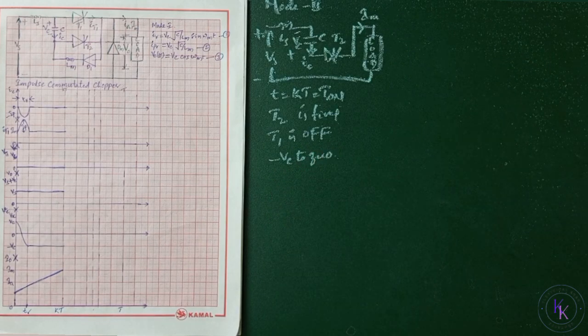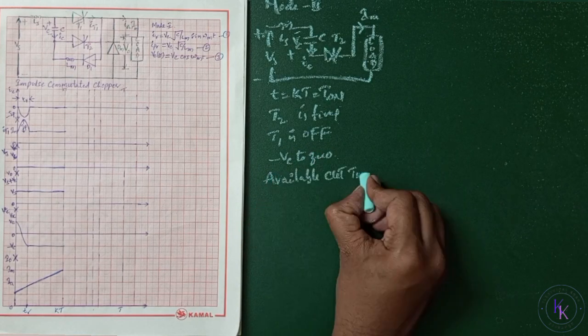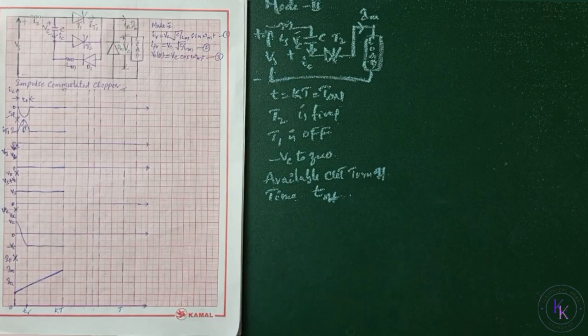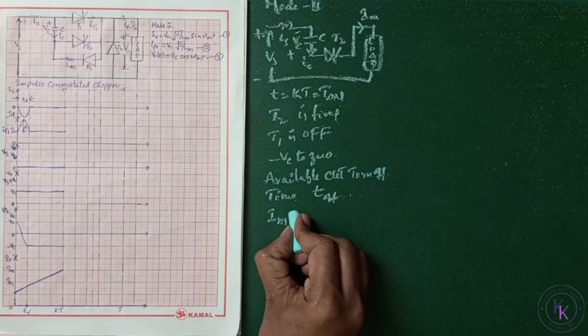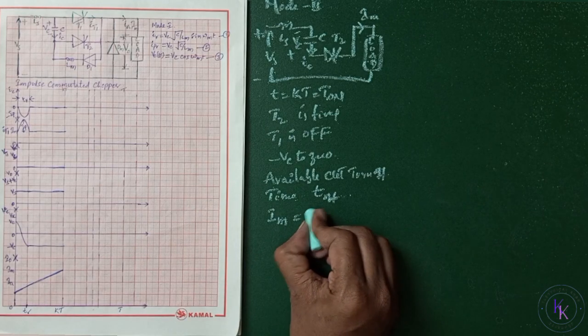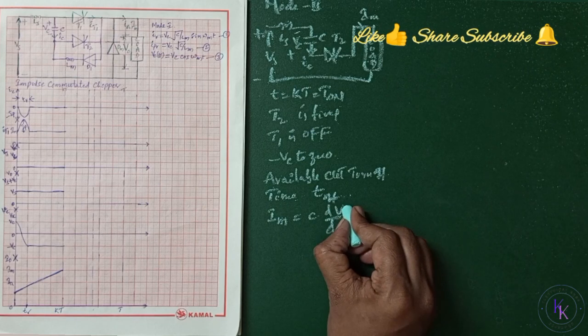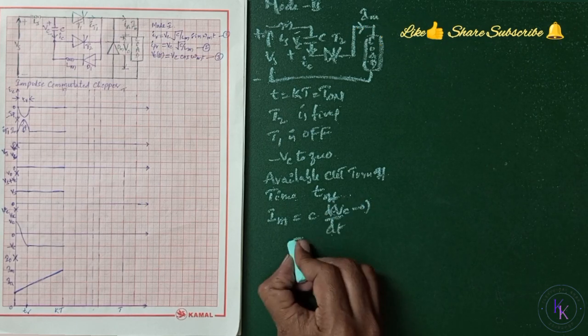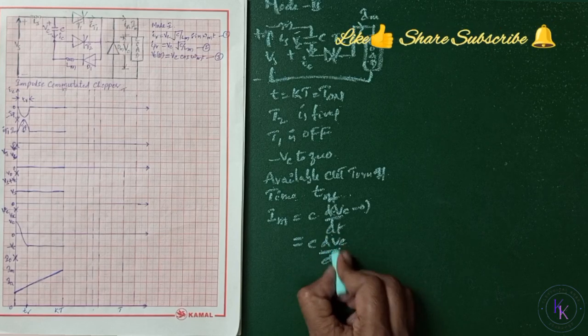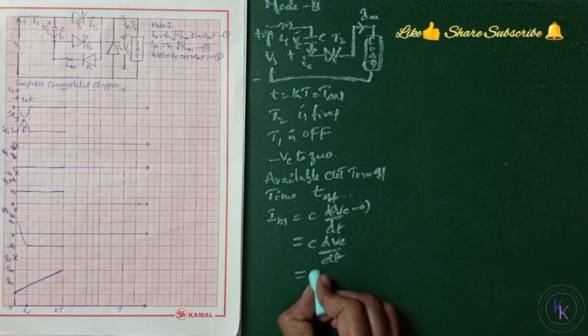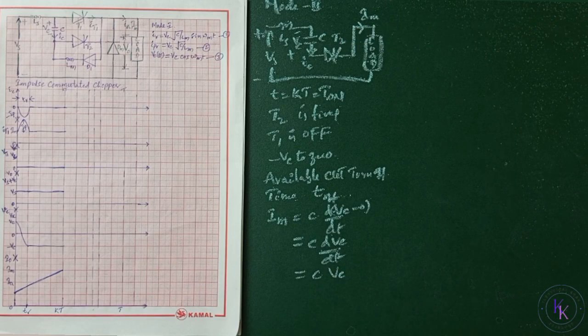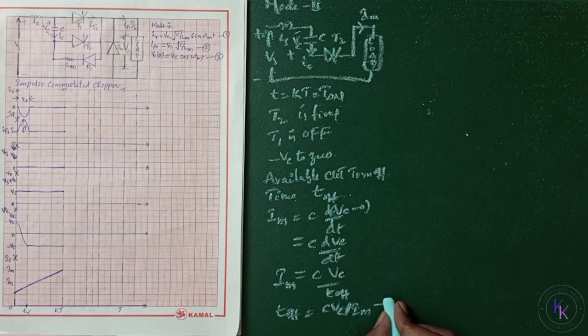This discharge time is called the available circuit turn-off time, T off. As the current Im through the load is supplied by the capacitor, Im equals C dV by dt, where this V is falling from minus Vc to 0. Then this equals C Vc divided by t off, where Vc is the change in the voltage for the time t off. Time t off is given by C Vc by Im. Let this be equation number 4.